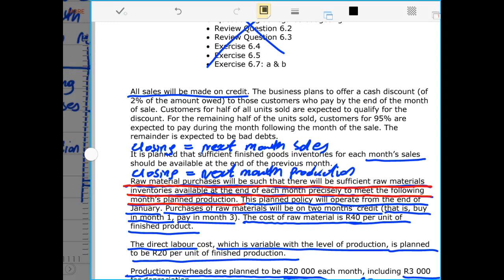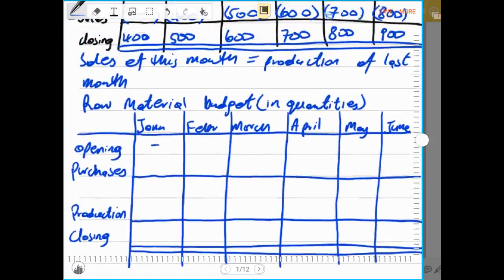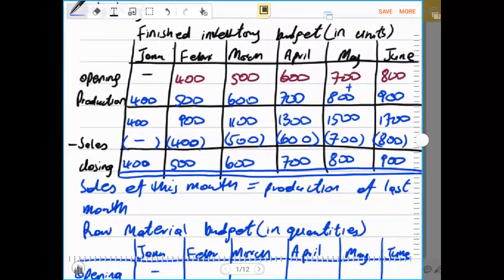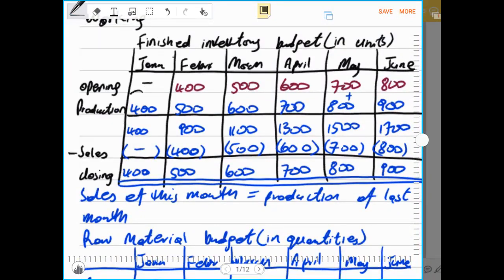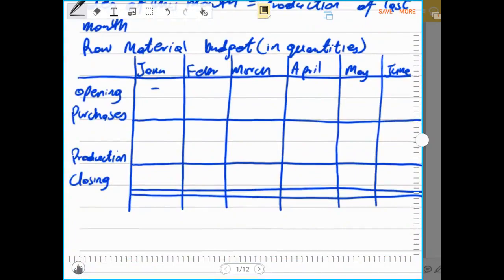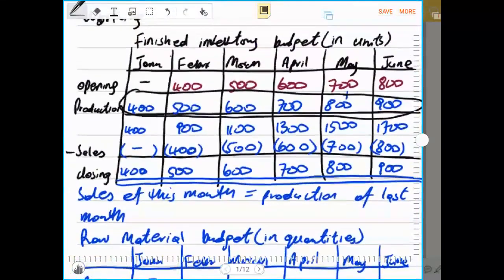Remember, production now is only in the finished goods budget. So now we also have to be speaking to that budget. In this finished goods budget, we had production. They say under the raw material budget, we have to make sure that by the end of the year, the closing must be equal to production of next year.